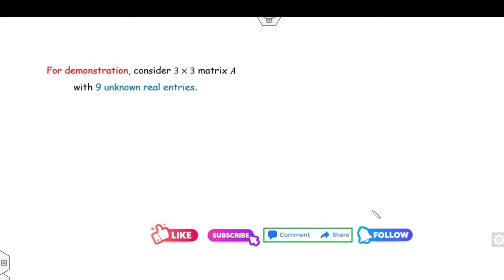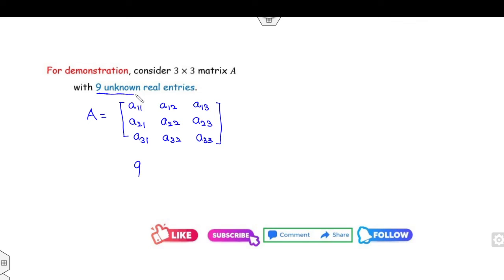Fine. Now, in order to understand it, I will explain with the help of a 3 cross 3 matrix. So let's say A is my 3 cross 3 matrix, like A11, A12, A13. Similarly, A21, A22, A23. And the last row is A31, A32, A33. Now, how many unknown real numbers are there? You can see there are 9 entries, so there are 9 unknown real numbers.